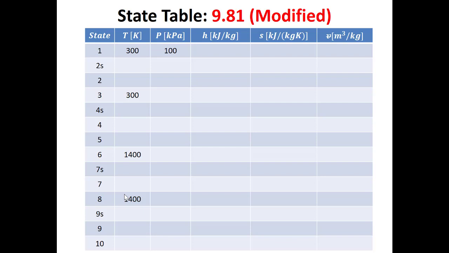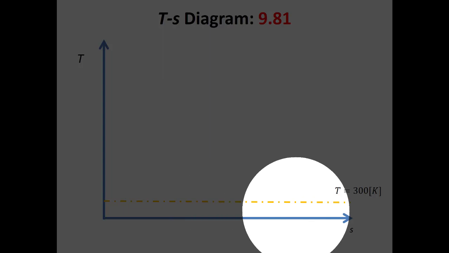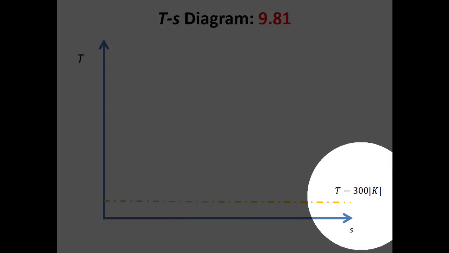But if I had to do this whole thing, how would I go through this problem? First, it asked me to draw a TS diagram. So I know that the lowest temperature in my problem is 300 degrees.